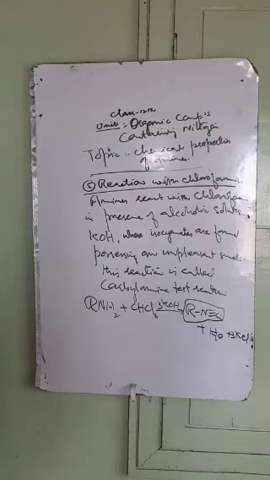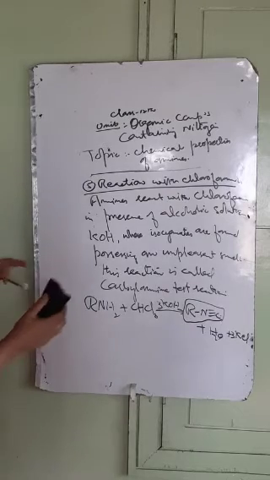Now we have their odor, that is they possess the unpleasant smell. That's the reaction of the amines with chloroform in presence of the alcoholic solution of potassium hydroxide, where isocyanides are formed. Then we have the reaction with Grignard's reagent.